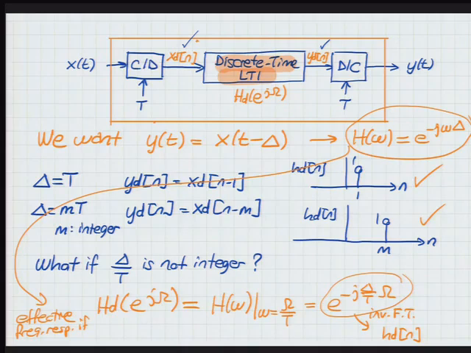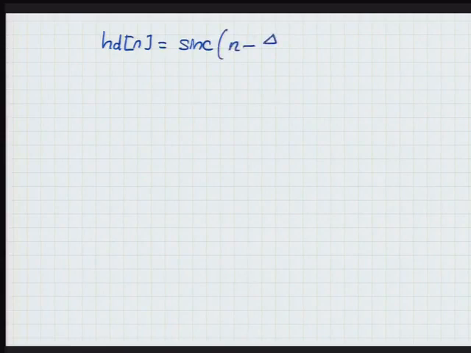All right? So, turns out, if you do the math, which is not hard, but we don't need to go back to Fourier transforms at this point. If you do the math, you're going to get this Hd of n. Hd of n is going to be sinc of n minus delta by T. Right? So we all know what a sinc looks like. So it's that sinc, except that it's shifted by delta over T. Right? So that's Hd of n.